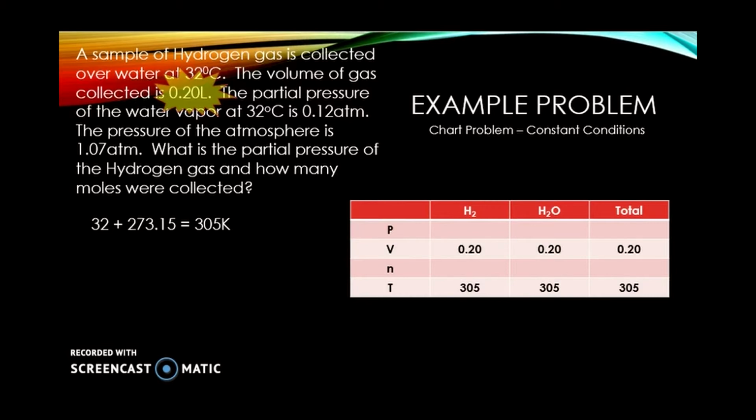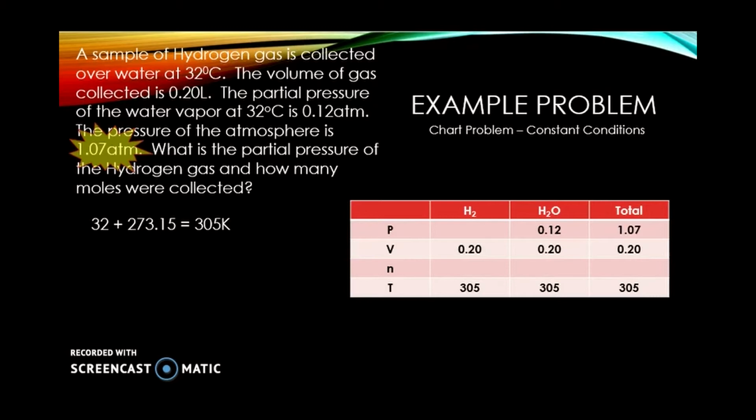Next, I see that the partial pressure, and that just belongs to the water vapor at that temperature, is 0.12 atm. I'm going to fill that in for the pressure of the water. Next, I see that the pressure of the atmosphere is equal to 1.07 atm. That I'm going to put into the total pressure.